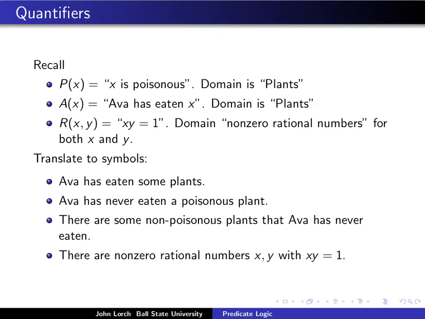So on the previous slide, we got some practice translating quantifier statements expressed in terms of symbols into plain English. On this slide, we're going to do the opposite. We're going to take some predicates and some sentences in English and translate them into symbolic logic. So we again have the same predicates that we have been dealing with over the last few slides, that is P, A, and R. And now we have this list of sentences to translate to symbols. So the first is, Ava has eaten some plants, which I take to mean that there exists a plant that Ava has eaten. And I guess then I would write that like this.